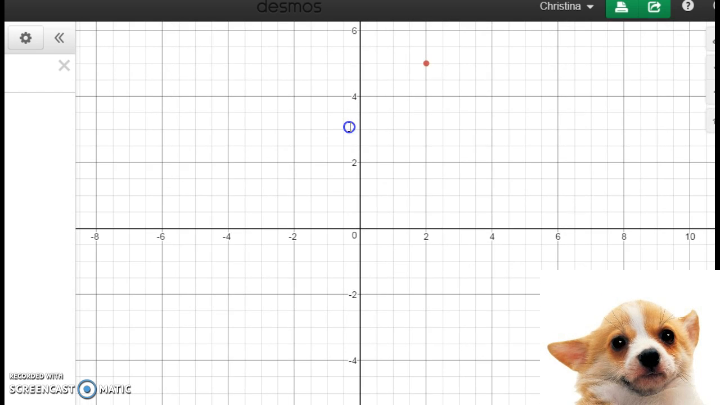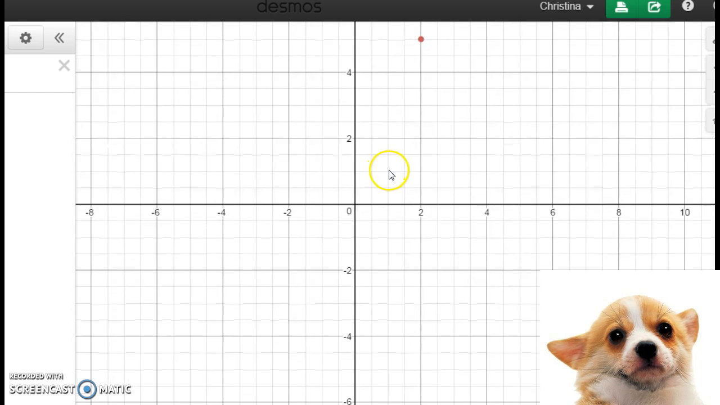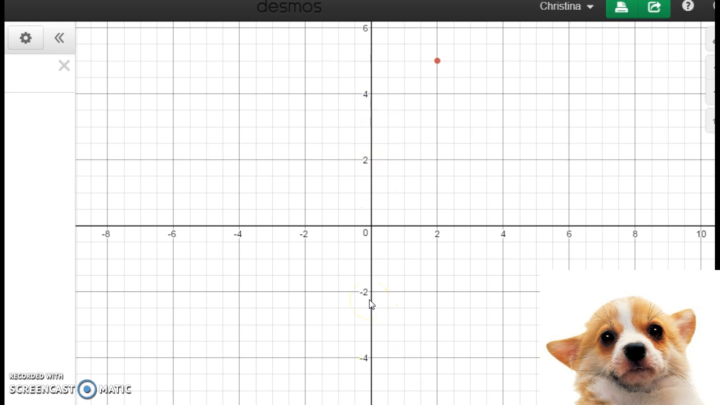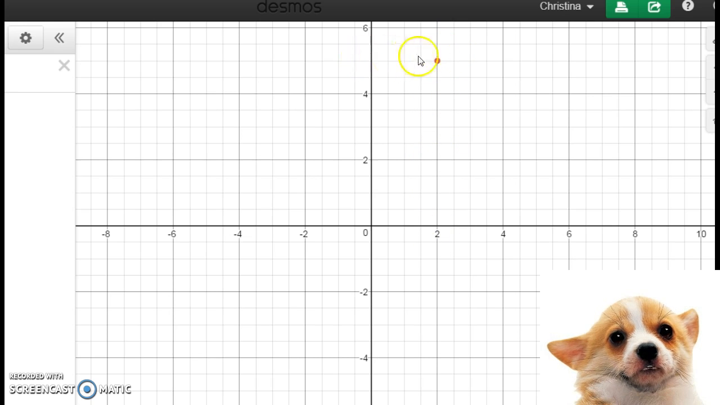Now, let's quickly review the terms. So this is your origin, the middle. You have quadrant 1, quadrant 2, quadrant 3, quadrant 4. My horizontal line is my x-axis. My vertical axis is my y-axis. This point here is called an ordered pair, and it's written with an x-coordinate in combination with a y-coordinate.